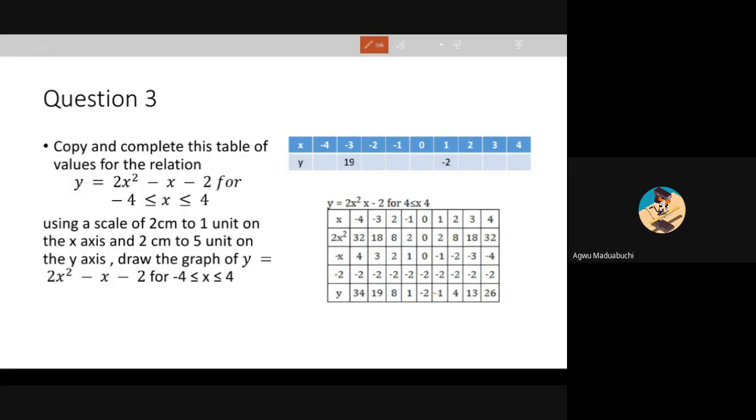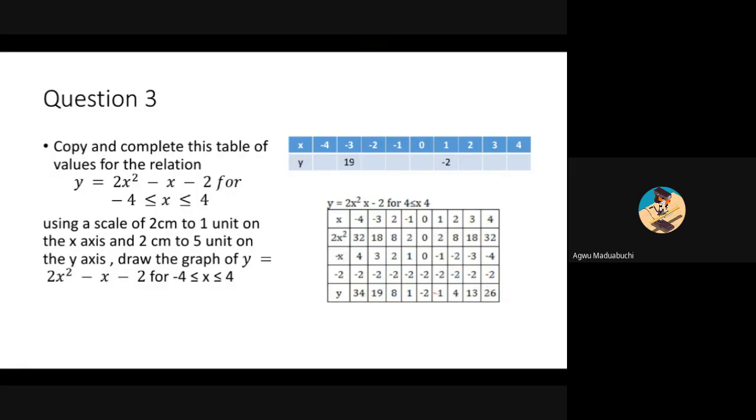When x is 1, you have 2 minus 1, that's 1, and 1 minus 2 gives you -1. So I want to believe nobody has an issue with the table of values, right? Yes, ma'am. Okay, so we can go on. Then plotting the graph.